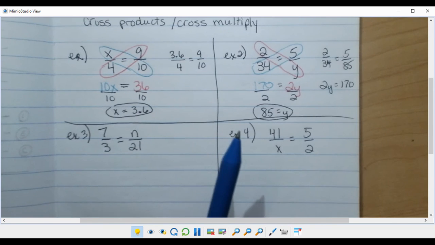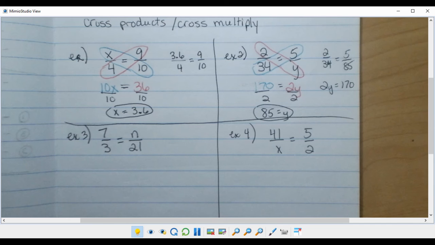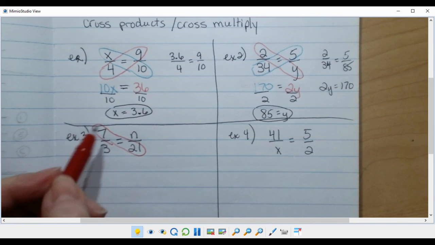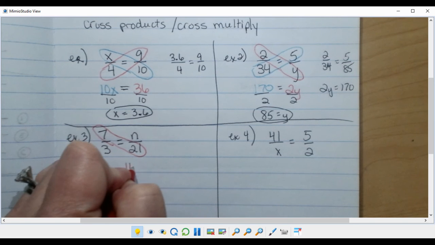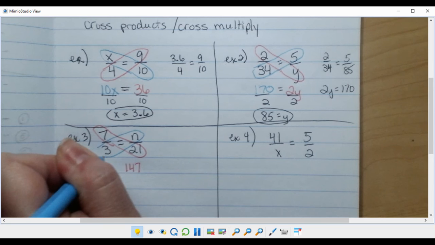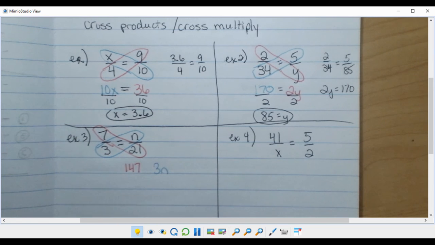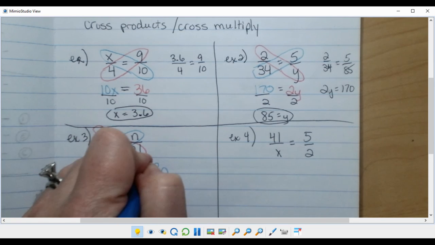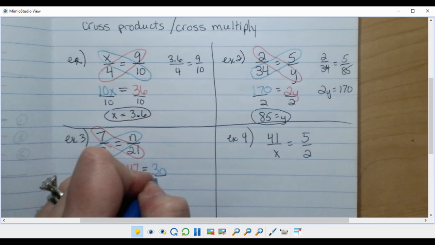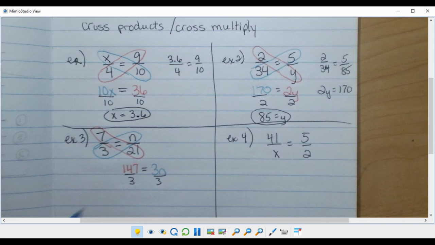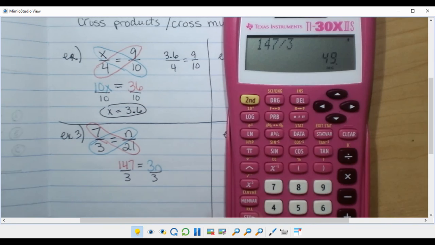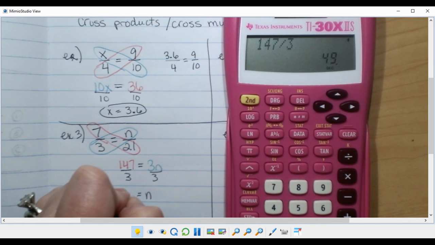Example 3, again, our variable moved. So 7 times 21 is going to give me 147. And then 3 times n. The color that I'm using makes absolutely no difference. It's really whatever I'm grabbing out of my hand. Okay, so 147 equals 3n. We'll divide both sides by 3. 147 divided by 3, 49. So n equals 49.